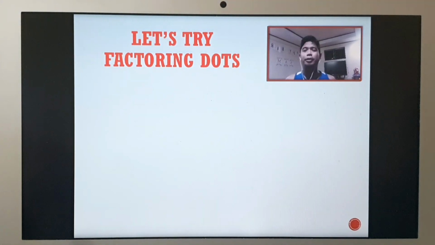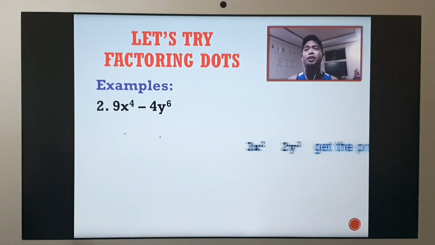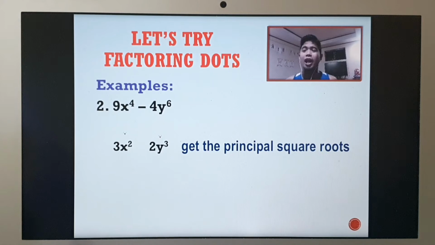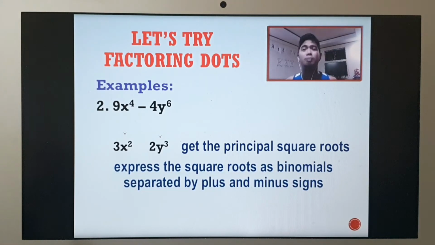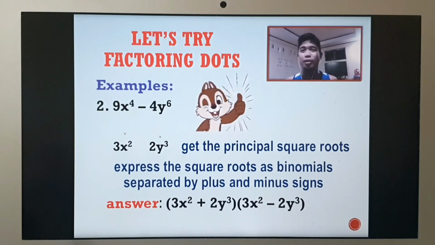Let's try example number 2. 9x to the 4th power minus 4y to the 6th power. Following the same procedure as in example 1, we need to get the principal roots of 9x to the 4th and 4y to the 6th, and those are 3x squared and 2y cubed, respectively. Then write the square roots as binomials, separated by plus and minus signs. Thus the answer is 3x squared plus 2y cubed multiplied by 3x squared minus 2y cubed. I hope you can still follow our lesson.